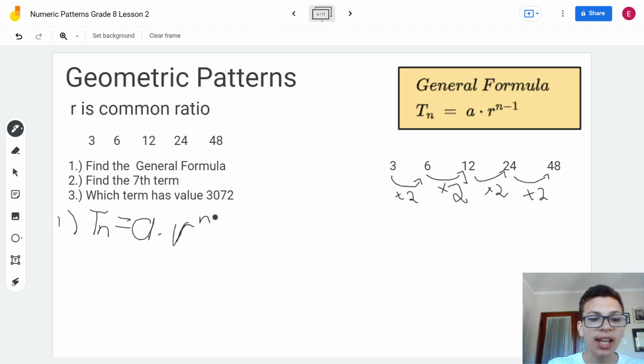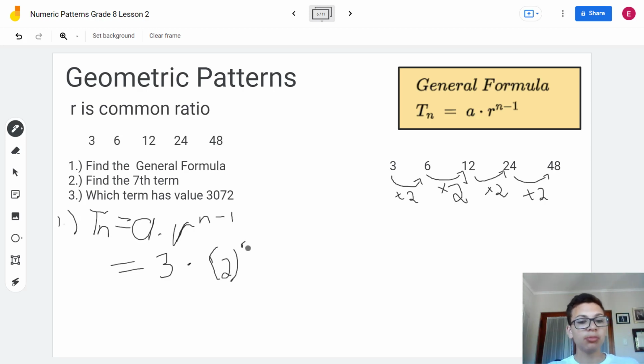So Tn equals A times R to the power n minus 1. What is A? A is 3. 3 is our first term. What is R? R is 2. Now, you should always put brackets because you're only putting 2 to the power of n minus 1. Okay? So Tn equals 3 times 2 to the power of n minus 1.